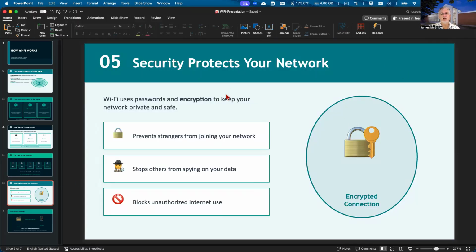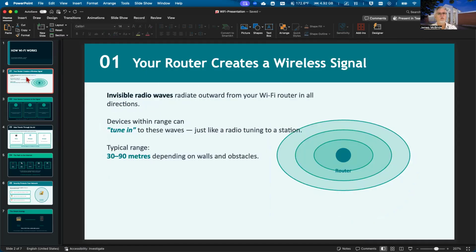All right, so security protects your network, and what ends up happening is the password becomes super important now. That Wi-Fi network password or passphrase is super important because that's what leads to the encryption. So we want the encryption to kick on and start working, and that really prevents strangers from just getting on your network and doing whatever they want. It also stops those people from spying on your data because again, go back to the beginning here. That signal's going all over the place.